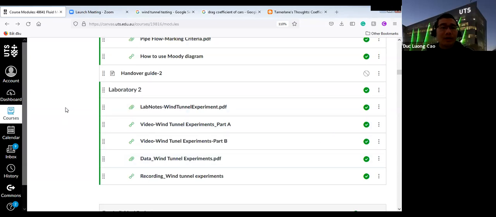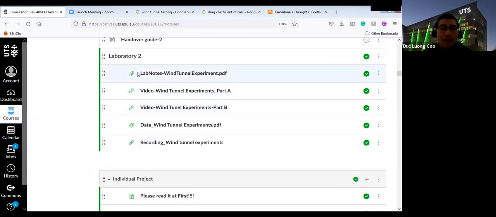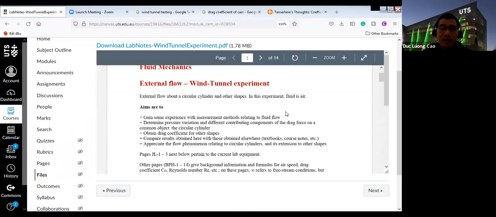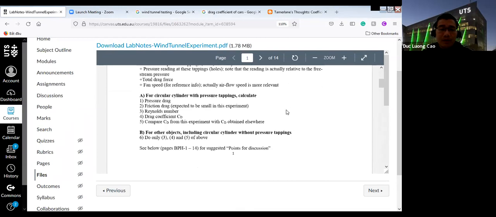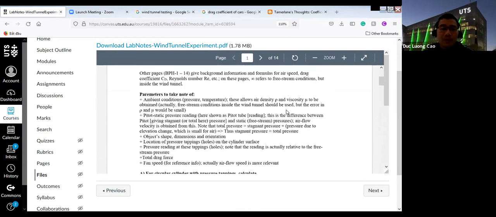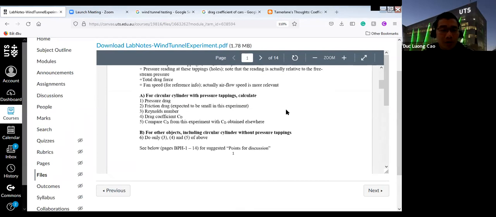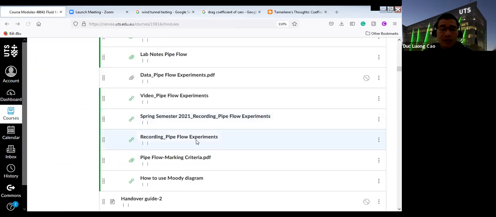This is the Canvas site, and as you can see here, the first one is the lab note. This is the most important thing in the lab materials. In here you have the requirement and the important equations. This is the lab note, and you can download it on Canvas.